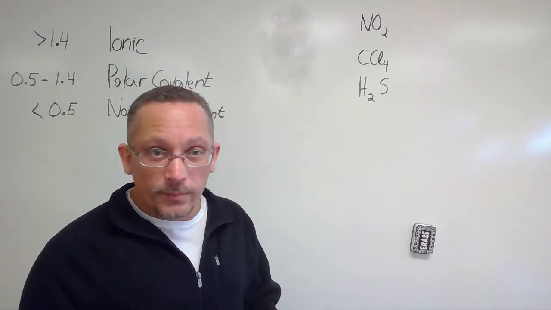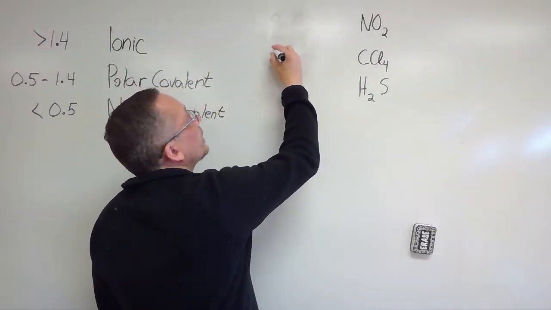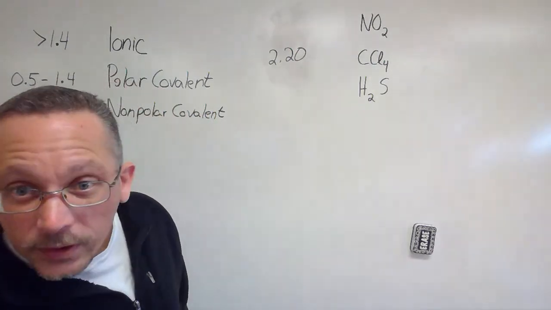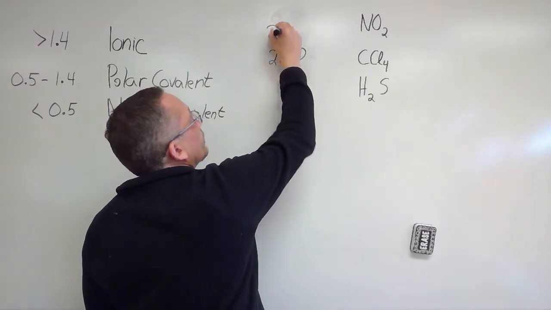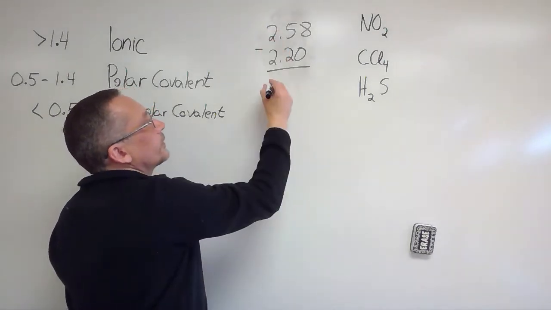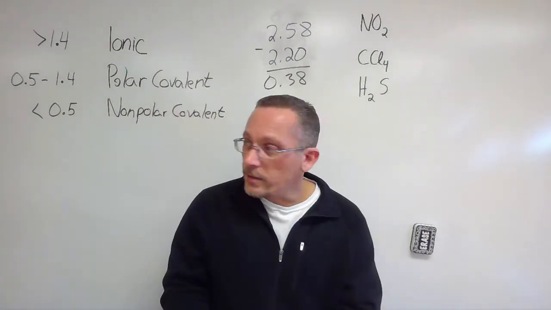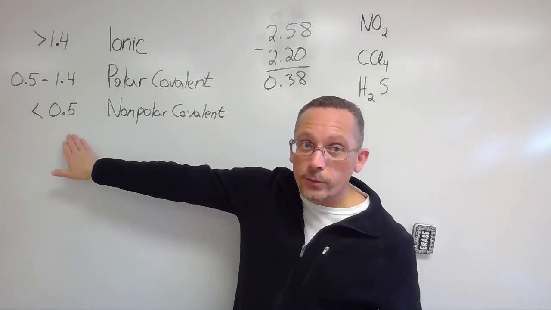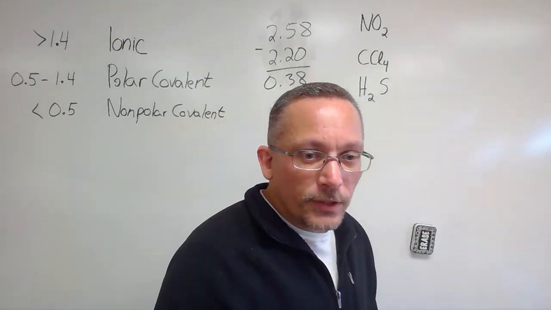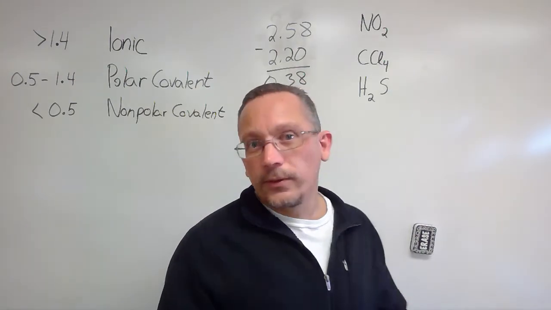H2S. So I'm going to go to ptable. I'm going to look up the electronegativity. H, hydrogen, is 2.20. And S, sulfur, is 2.58. Subtract those. And we get 0.38. So ask ourselves, where does that fall? That's less than 0.5, so that would be a non-polar covalent bond there. Okay, so some different examples. Use ptable.com, subtract your numbers. Not too difficult, right?